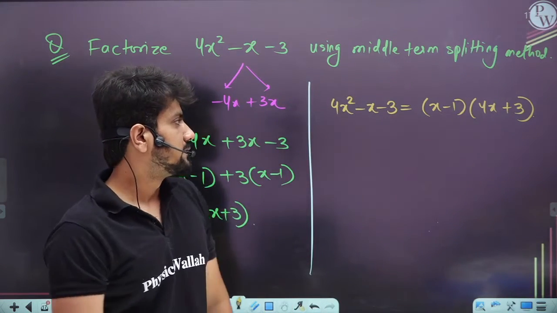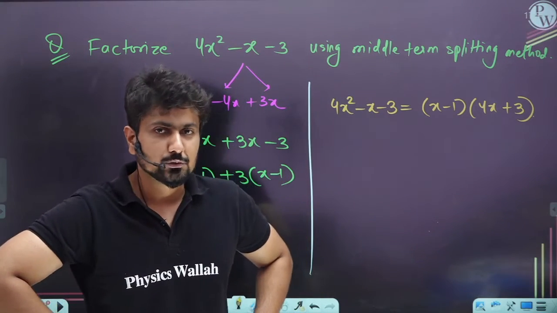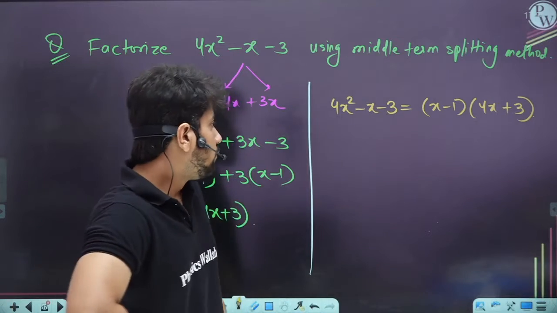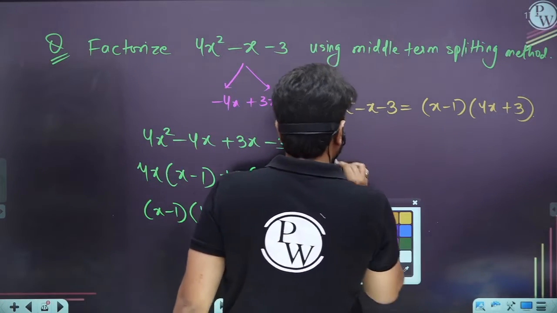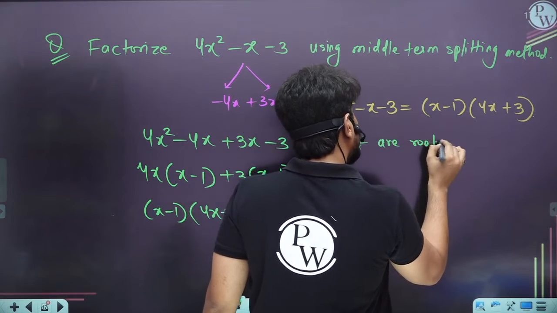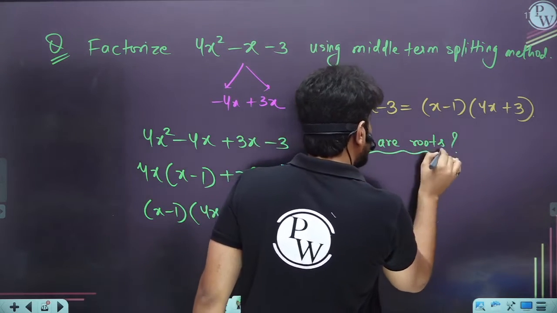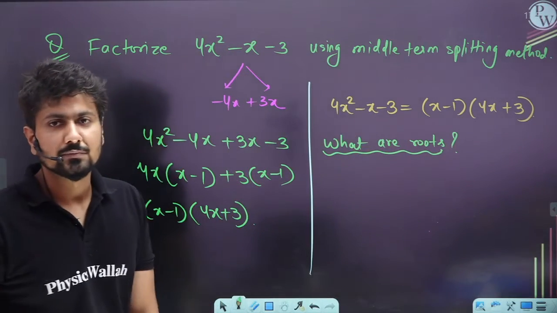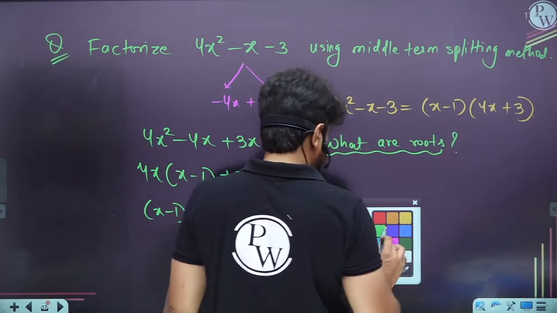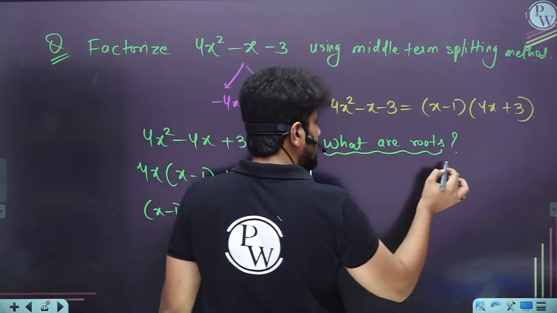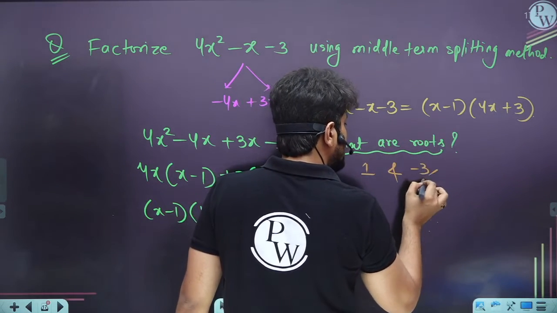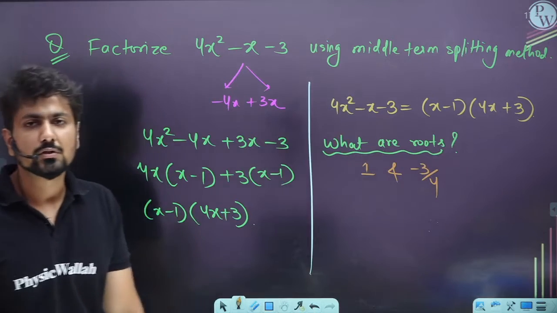Correct, correct. These are the factors of this question. Now, what are the roots? What are the roots of this quadratic equation? So you can say, sir, x is equal to 1 is a root. What are the roots? 1 and minus 3 by 4. These are the roots of this expression.